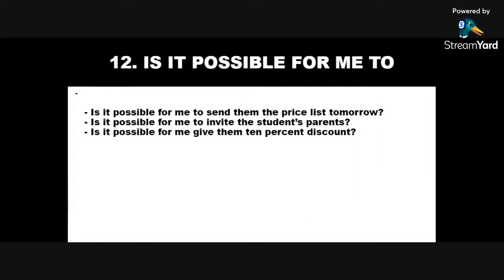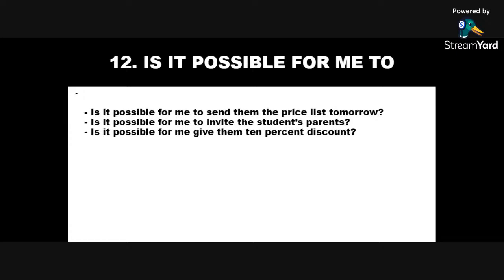And then number 12, is it possible for me to? All right, it's an indirect and also a very polite way to ask for permission. Is it possible for me to? It sounds like a question, but here you are really considering capabilities rather than asking for permission. When you are seeking permission, you are considering some possibilities of getting something done. So, for example, is it possible for me to send them the price list tomorrow?